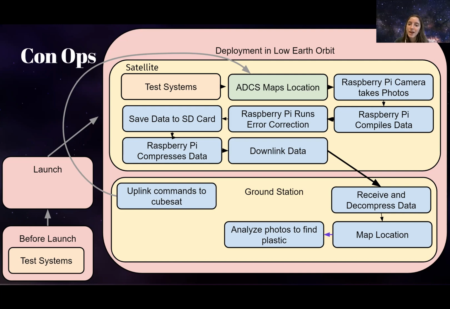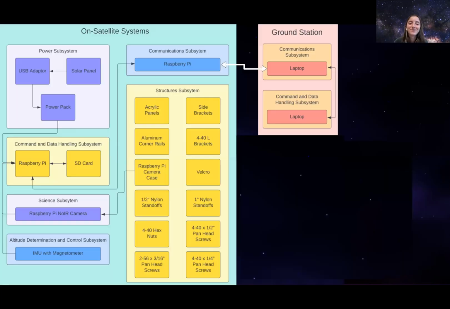Then it will run the error correction code, save the data to the SD card, and compress the data before downlinking it to the ground station. Once the ground station receives and decompresses the data, it will map the location and analyze the photos. Finally, the ground station will uplink new information and new functions to the CubeSat so that it can begin another cycle. And here we have the systems level block diagram.